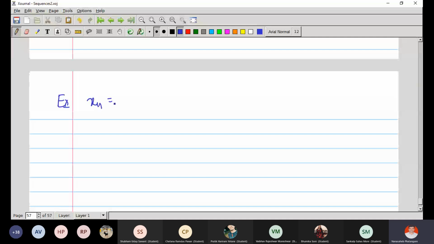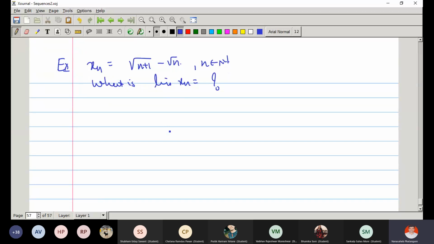Now we discuss actually this problem, root n plus 1 minus root n. Now what is the limit of xn? Do you remember? We have already discussed this. Yes. Rationalize this.